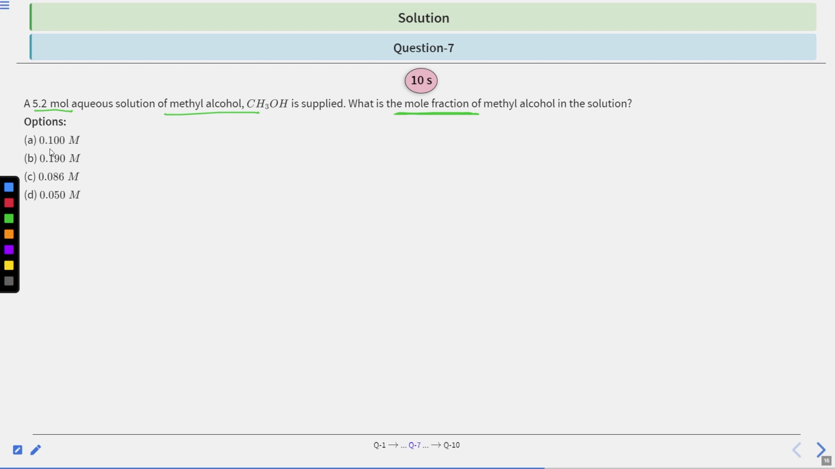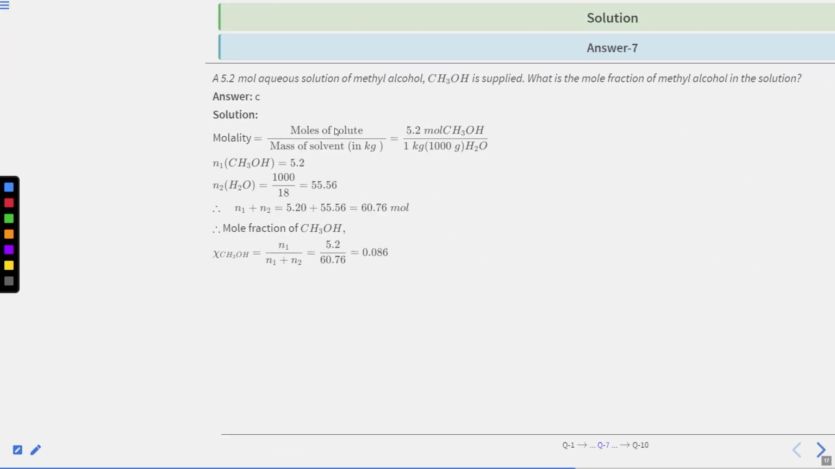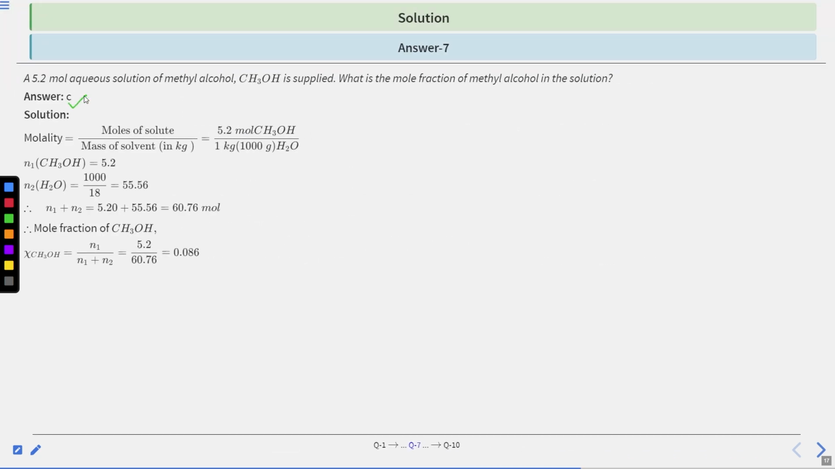Options are 0.1, 0.19, 0.086, 0.050. You have 10 seconds to solve this question. After that, we will see the answer. Okay. So the correct answer will be option C.